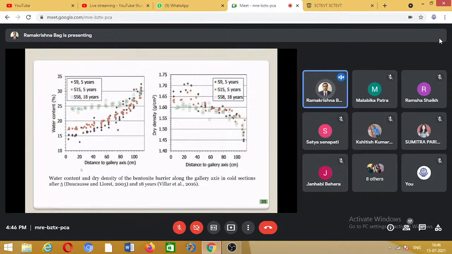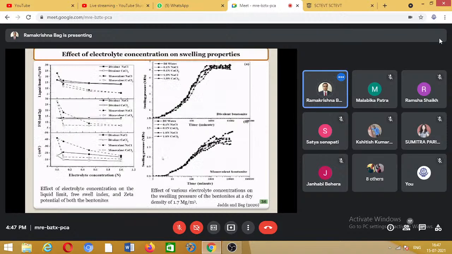These are also some results for change in water content at different locations. It is a reported result after 18 years, showing how the water content varies at different locations. Initially, I showed one picture where you have a large compacted block with a heater at the center. The test was conducted by FEBEX, a Spanish organization, and these are their results. I am not going into detail on all these results. Then you have the electrolyte concentration, that means different salt solutions; these results we have published recently, showing how the swelling changes.